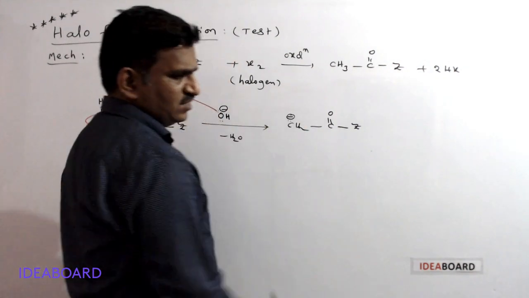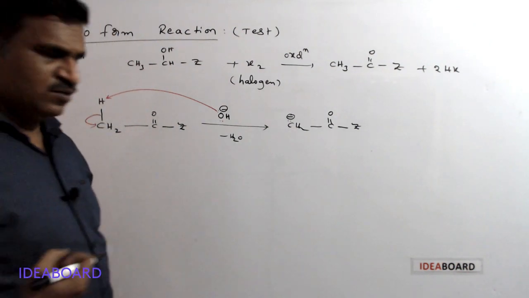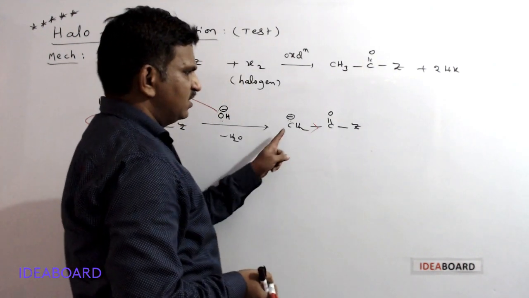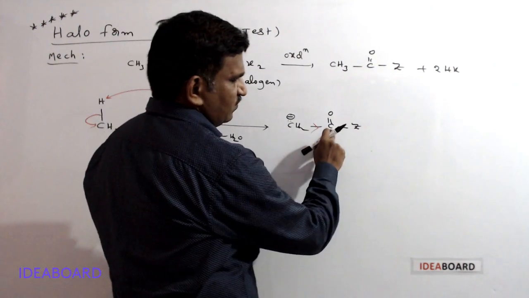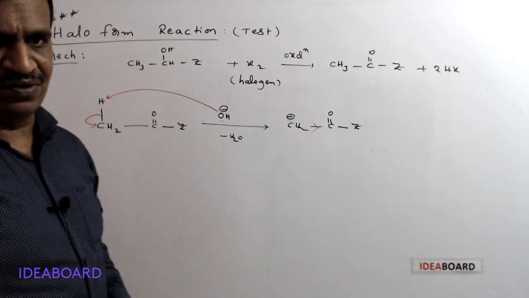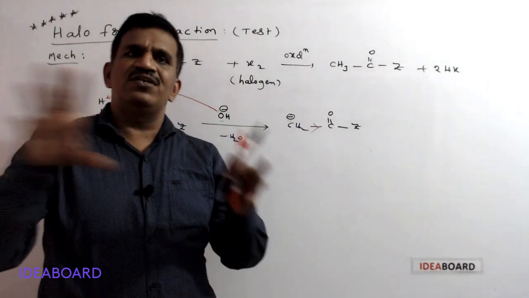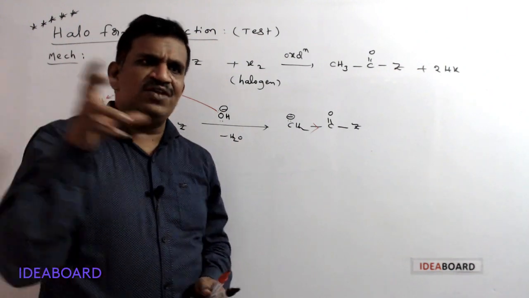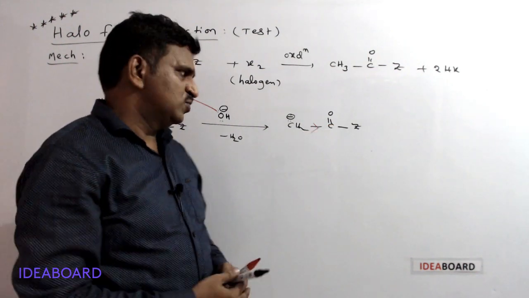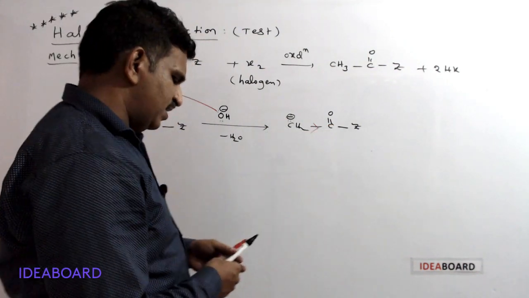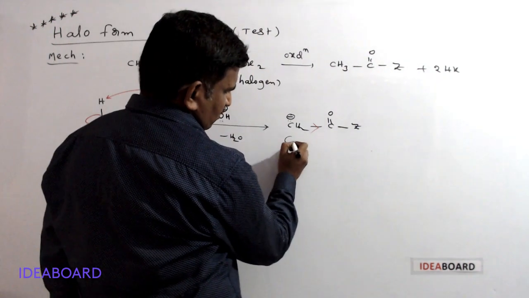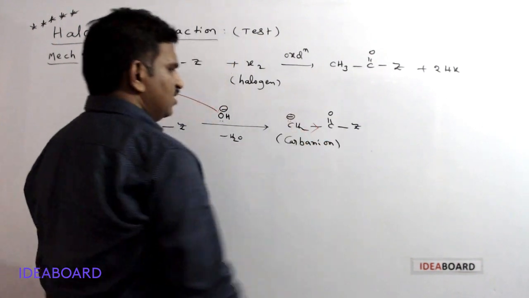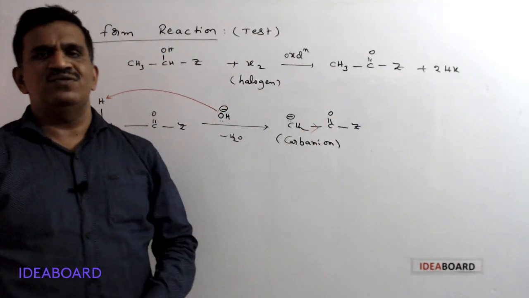Here what type of group is this? The CO group, a withdrawing group. Whenever there is a withdrawing group, what happens? The negative charge is shifted or distributed throughout the molecule. Whenever a charge is distributed throughout the molecule, it becomes more stable. If the charge is concentrated on only one atom, then it becomes unstable. So here the negatively charged carbon ion, this is also called a carbanion. The carbanion is stabilized by the electron withdrawing group.